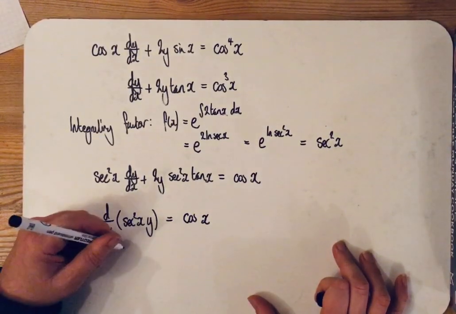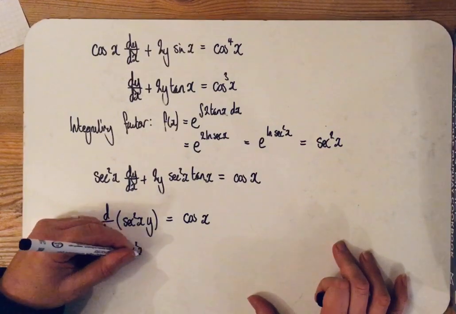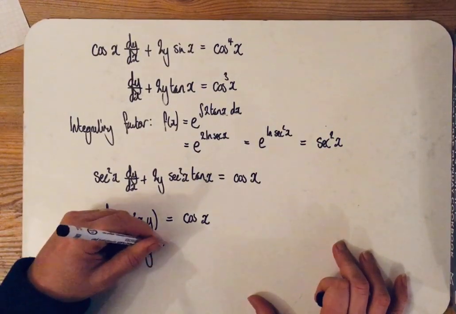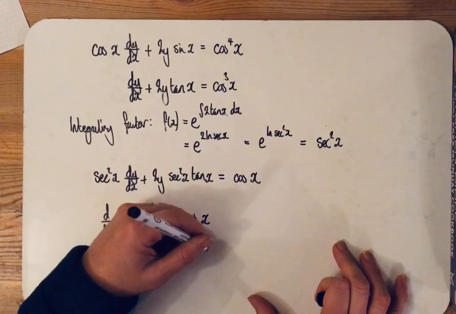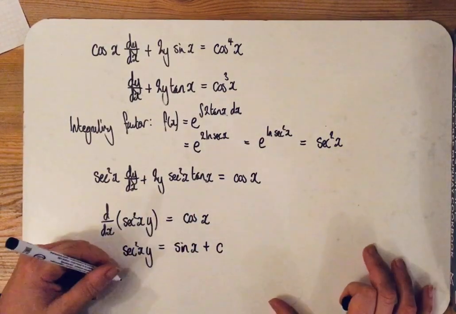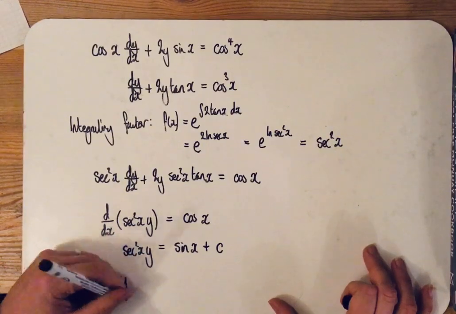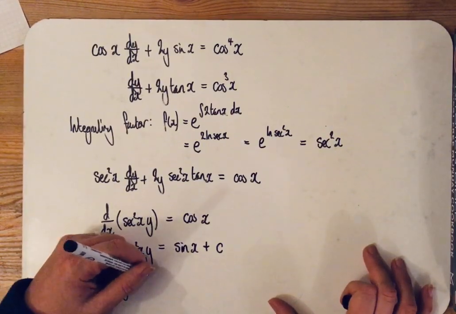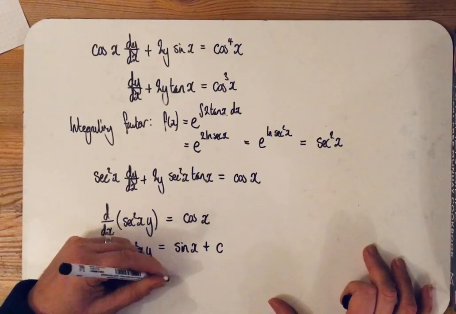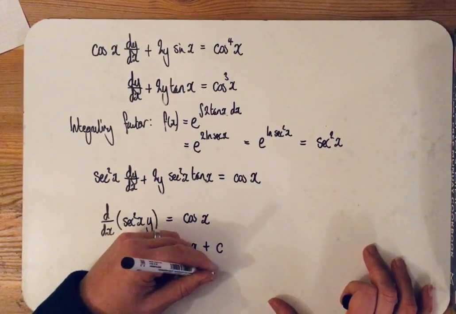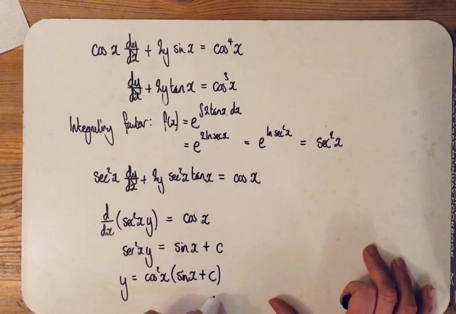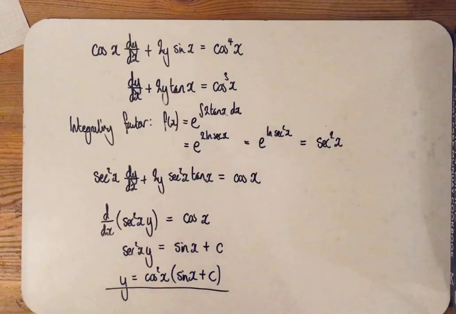Integrating both sides gives you sec squared x y equals the integral of cos x, which is sin x, plus c. And then times through by cos squared. y is equal to cos squared x, lots of sin x plus c, and just be careful with that plus c, you need to times that by the cos squared as well. So hopefully that's enough for you to have a go at a few now.